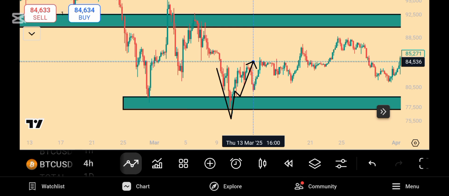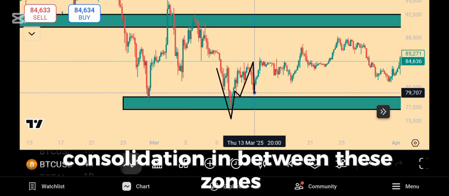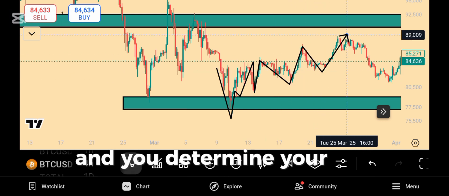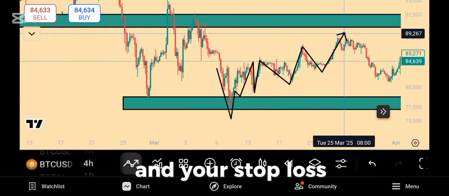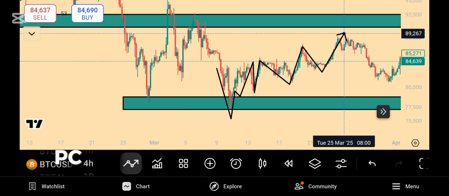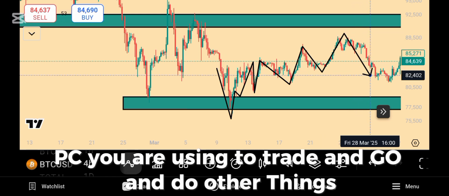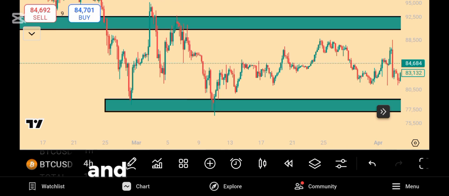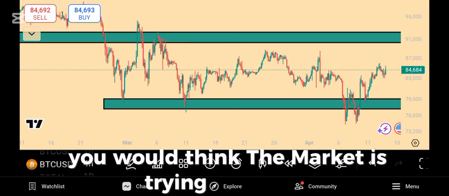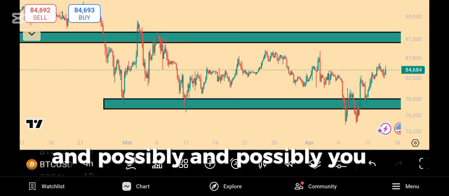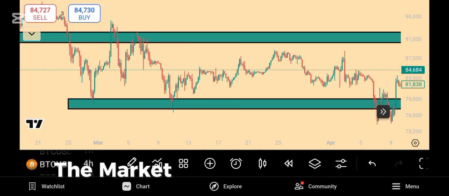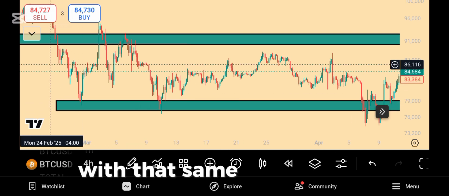very rough consolidation in between these zones. Very rough consolidation. That is why whenever you take a trade and you determine your target and your stop loss, just close the PC you're using to trade and go and do other things, because this kind of movement is what, if you're looking at the market and looking at these waves, you will think the market is trying to reverse, and possibly you go and close your trade. And when you don't close your trade, the market will go to your target with that same wave pattern.